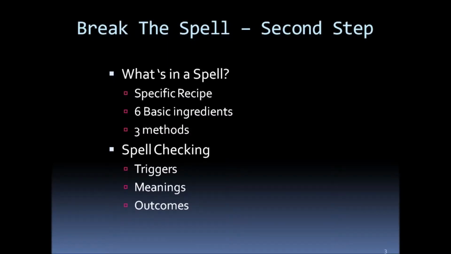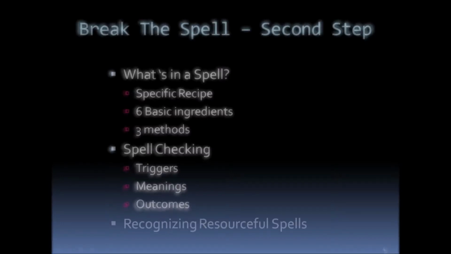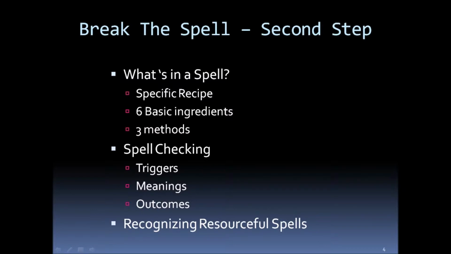In this case, we'll be looking at the 3 main parts of a spell. Again, this is from using my model, the internal map of reality. We'll look at triggers, the assignment of meanings, and then how outcomes are generated. And then we'll wrap up this session with looking at how to recognize resourceful spells, because ultimately, if you focus on the resourceful spells, the unresourceful spells will dissolve.